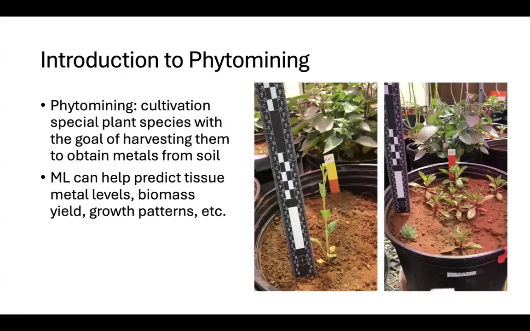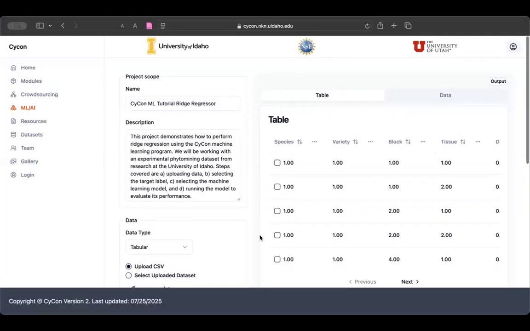For our example today, we're going to be using phytomining data. Let's briefly cover what that concept is. Phytomining is the cultivation of special plant species with the goal of harvesting them to obtain metals from soil. Machine learning can help predict tissue metal levels, biomass yield, growth patterns, and other factors.